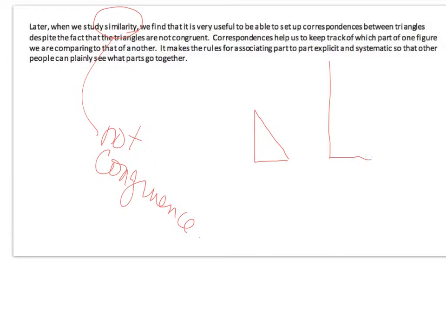When we do similarities, we'll compare triangles, but they won't be equal. That's an awesome line right there. So we're going to compare part to part, but they're not going to be equal parts. They're not going to be congruent.